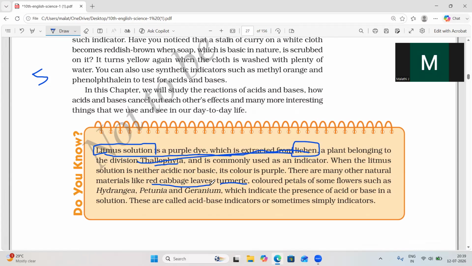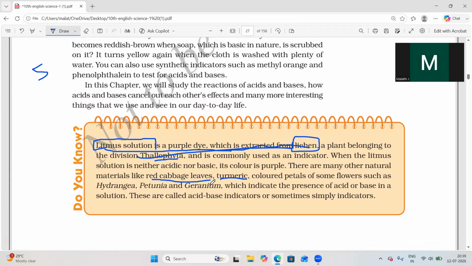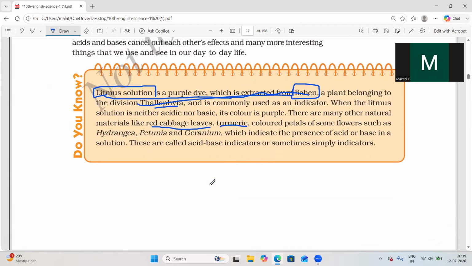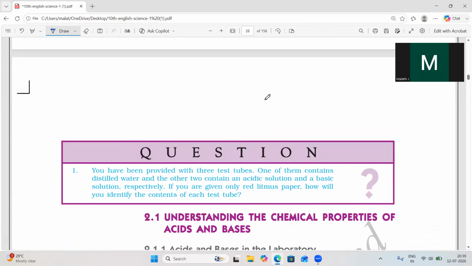Then the second one is synthetic indicators. There are three types of indicators, as I said: natural indicators, synthetic indicators and olfactory indicators. Natural indicators include litmus solution, which is extracted from the lichen plant.